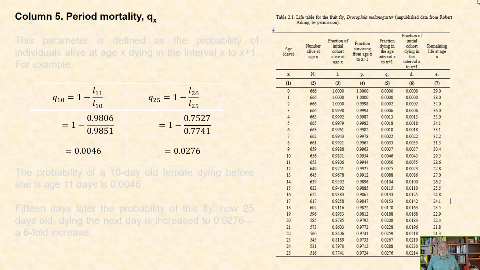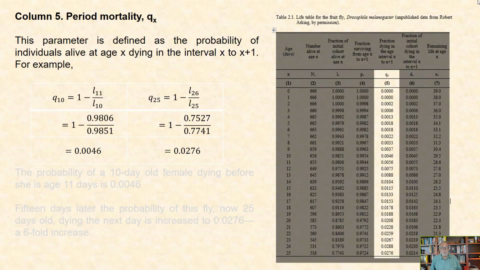So column 5, period mortality, QX. This parameter is defined as the probability of individuals alive at age X dying in the interval X to X plus 1. For example, the fraction that die in the interval 10 to 11 days equals Q10 equals 1 minus the fraction that survive, as shown in the right-hand ratio of L11 and L10, and as computed in column 4. This computation yields a value of 0.0046.